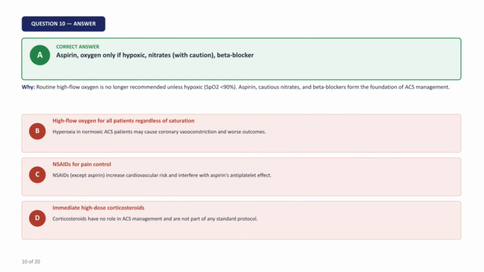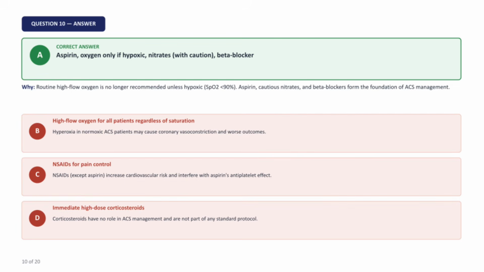The correct answer is option A: aspirin, oxygen only if hypoxic, nitrate with caution, beta blockers. Routine high flow oxygen is no longer recommended unless hypoxic, SpO2 less than 90%. Aspirin, nitrates, and beta blockers form the foundation of ACS management.